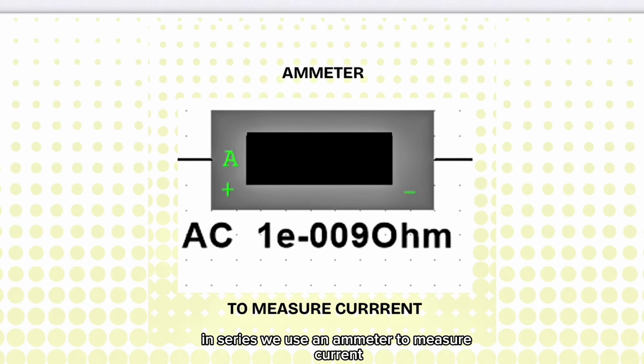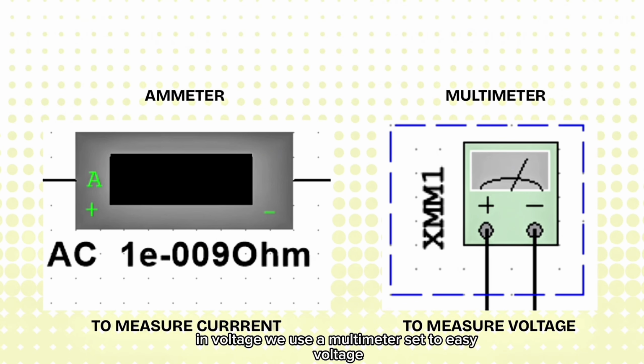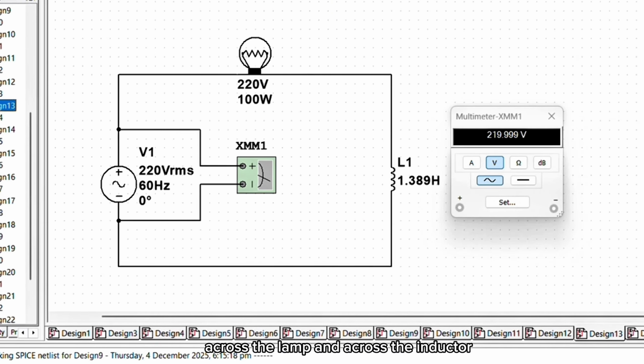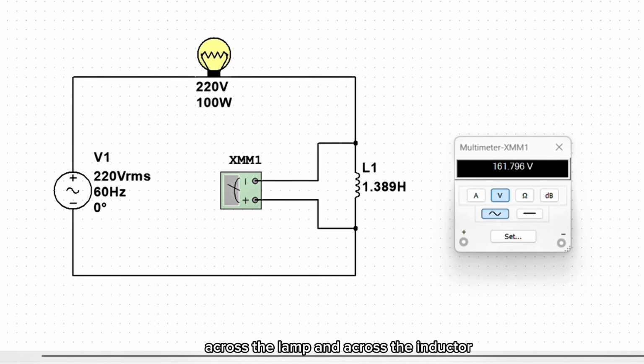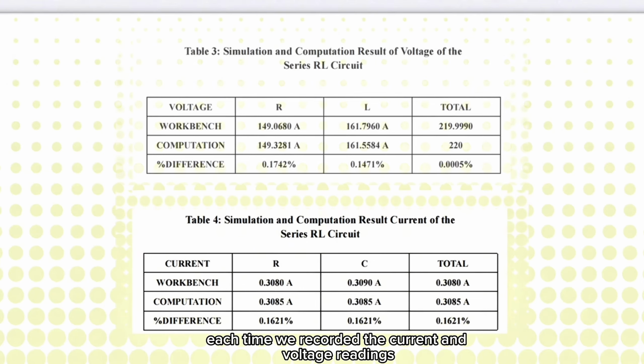In the RL setup in Multisim, we connected the AC source, the lamp, and the 1.389 H inductor in series. We used an ammeter to measure current. We placed it in series with the source, then with the lamp, and then with the inductor. For voltage, we used a multimeter set to AC voltage. We placed it across the source, across the lamp, and across the inductor. After running the simulation each time, we recorded the current and voltage readings.